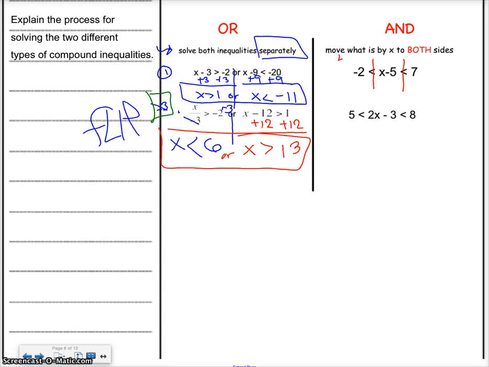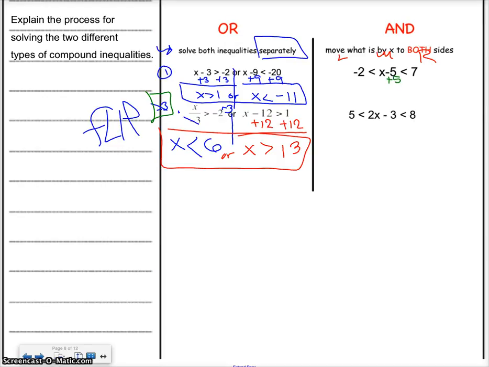You have a left, you have a middle, you have a right. So what you do to the middle, you have to do to the left and right to maintain that balance that algebra makes you have. So just watch. So what is by the x right now? In the same section as the x? The negative 5, right? So what I need to do is move that minus 5. So I'm going to plus 5 to get rid of it.